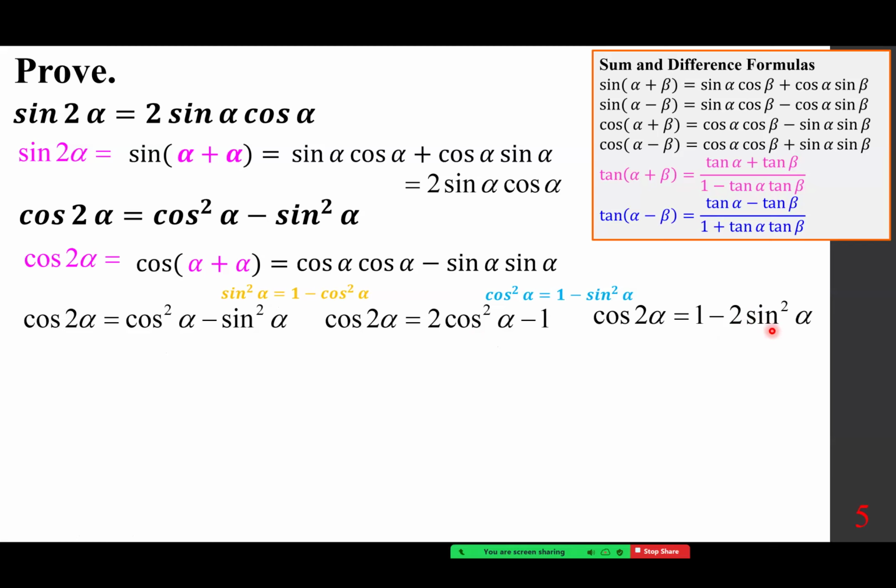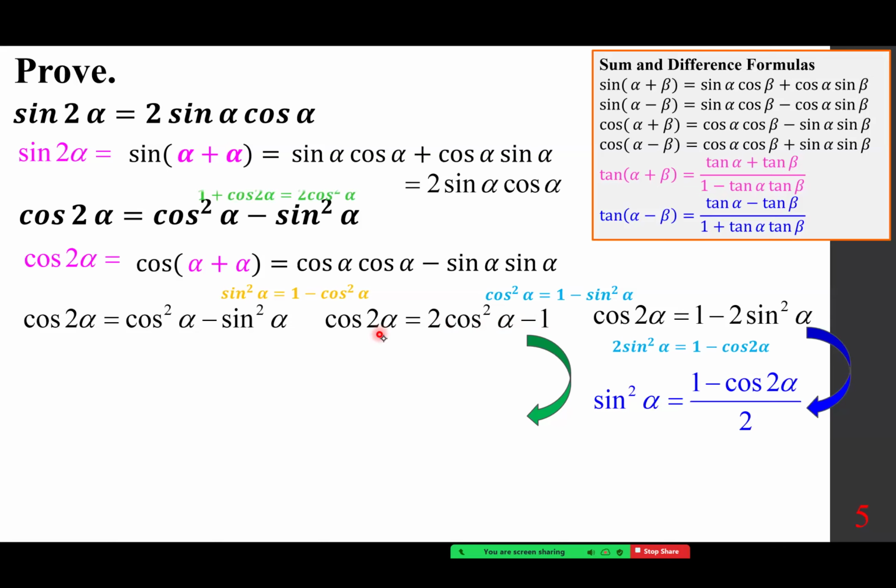Now over here, if I want to solve for sine squared, first of all, I'm going to move this one this way, and this one that way. And then if I divide by 2, I get sine squared alpha is 1 minus cosine 2 alpha divided by 2. For this one, I'm going to move the negative 1 to the left. I get cosine of 2 alpha plus 1, or 1 plus cosine 2 alpha, equals 2 cosine squared alpha. So what is cosine squared? Divide by 2.